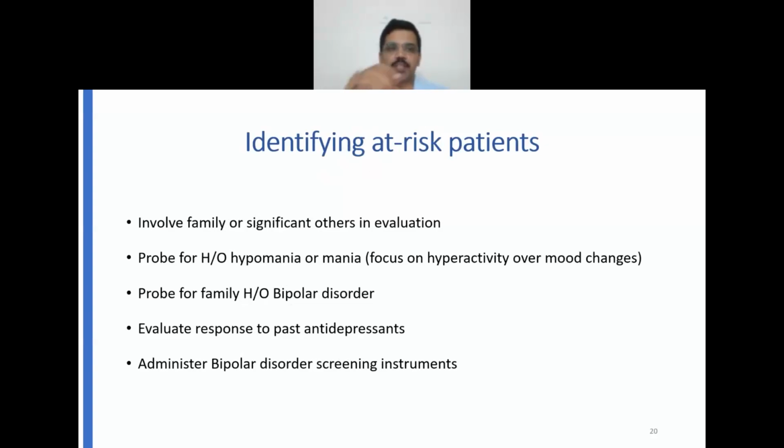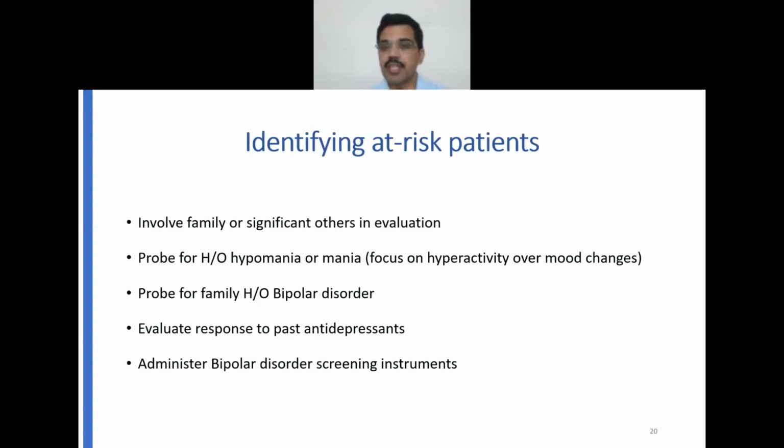So identifying an at-risk patient will involve a very careful and skillful clinical interview involving the patient and the family members and significant others who are associated with the patient in the initial evaluation. So we have to keep our minds open for the possibility of a history of hypomania or mania throughout the course, and the focus should be more on hyperactivity over mood changes. Usually we ask in the history whether there has been any distinct mood change, but I don't say that we should not focus on that. Actually, the focus should be on both.